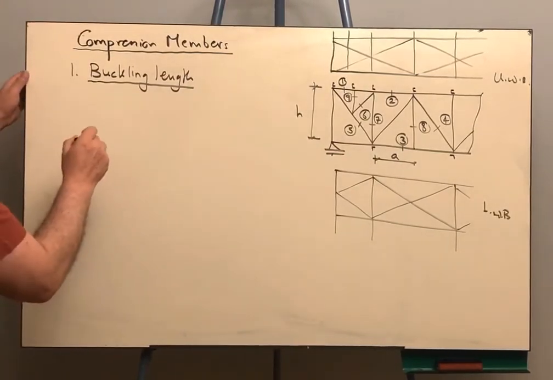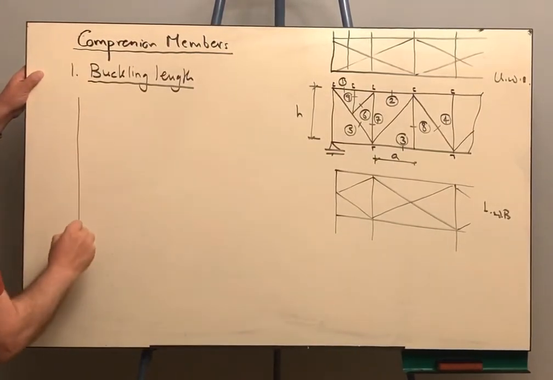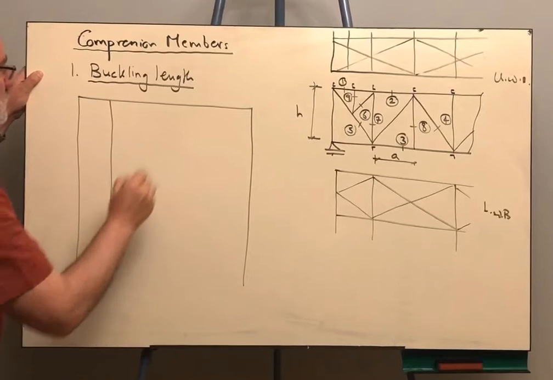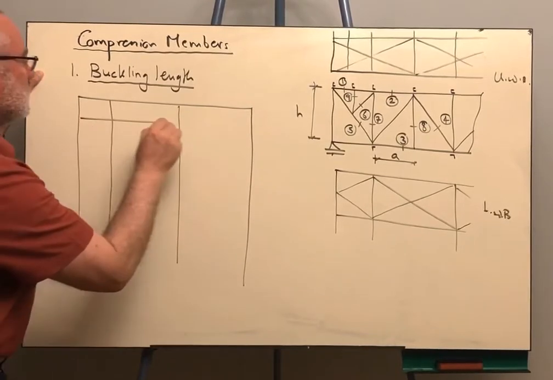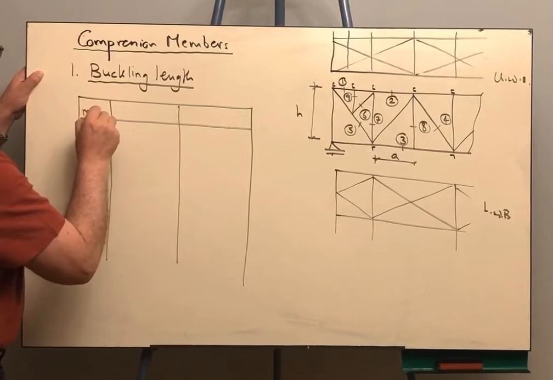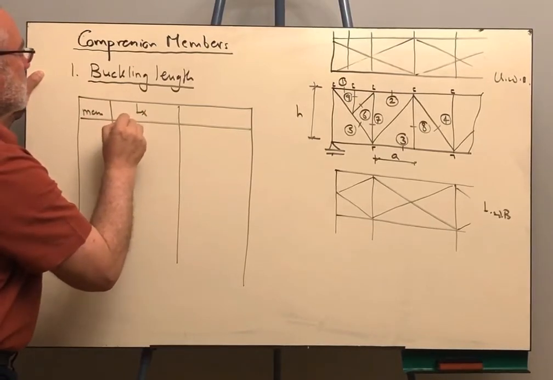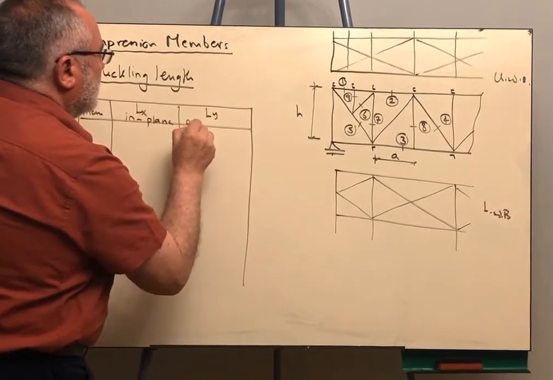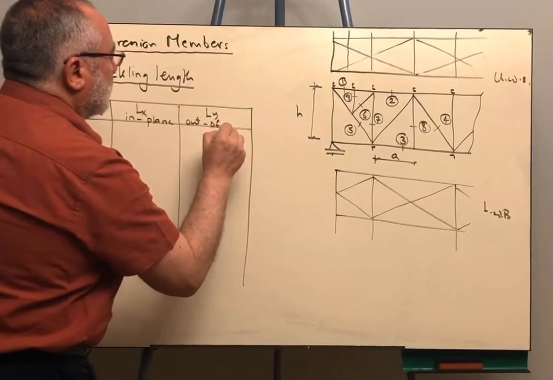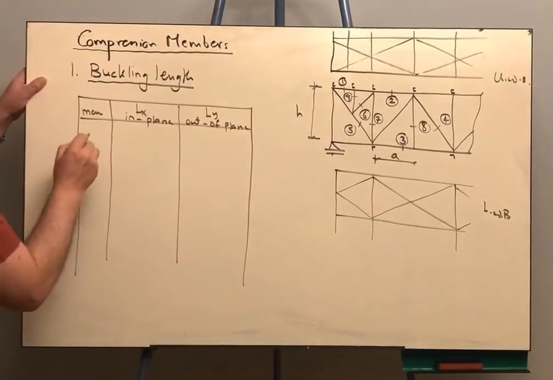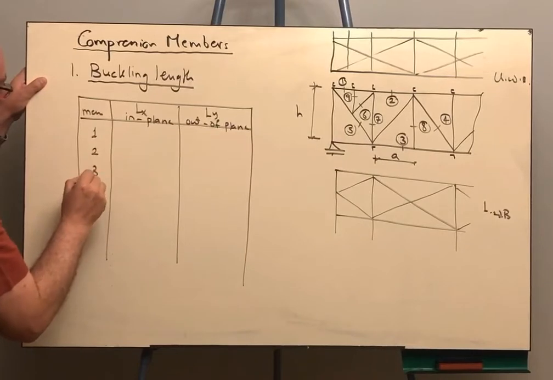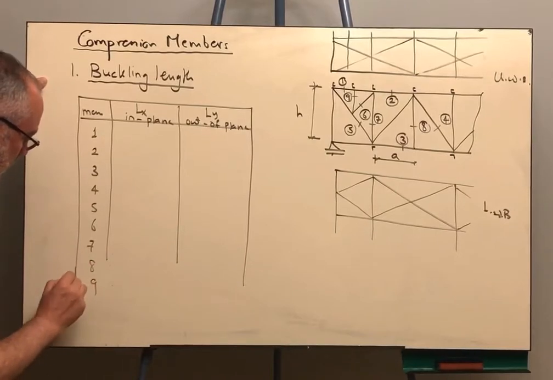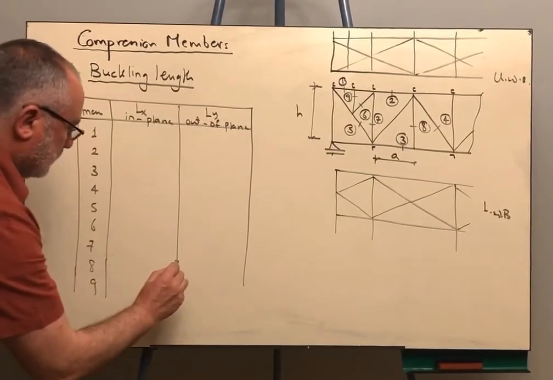So I'm going to draw here a table. This is the member, and Lx, which is the in-plane buckling, and Ly, the out-of-plane buckling. And here we are having members 1, 2, 3, 4, 5, 6, 7, 8, and 9. Okay?